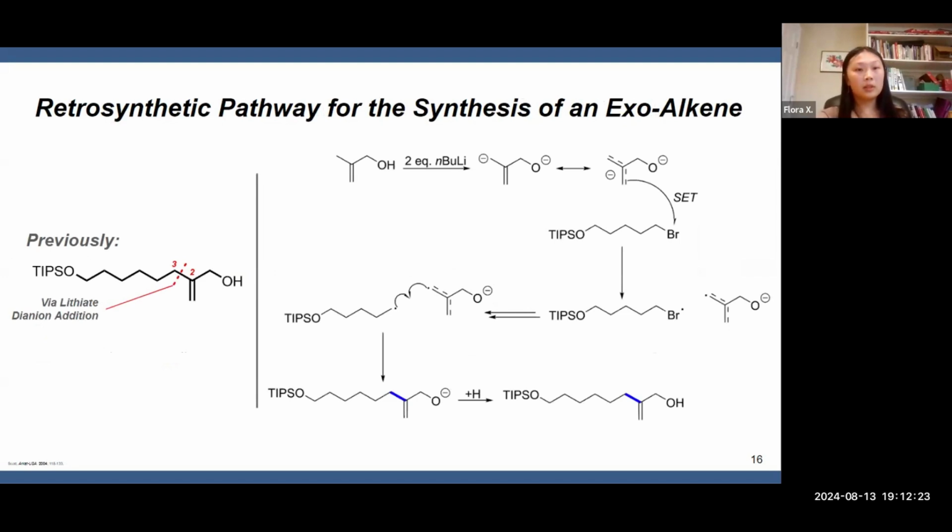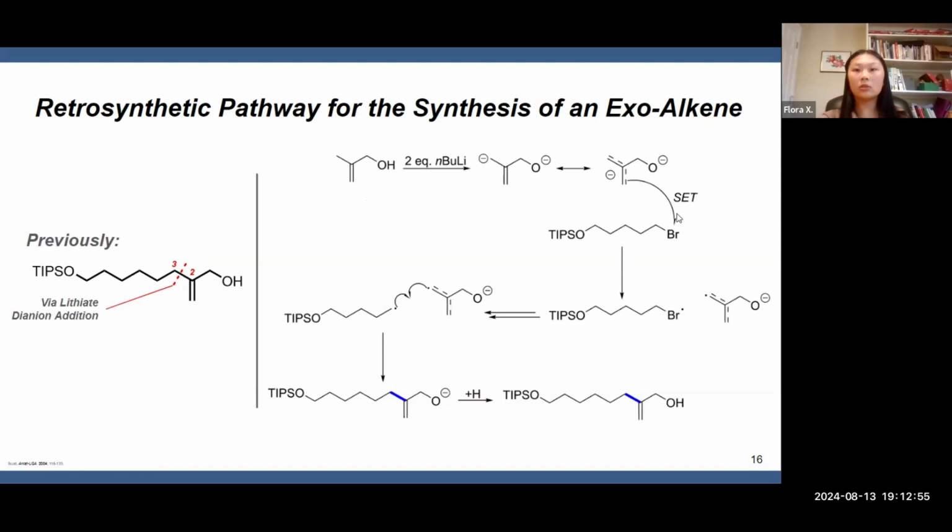To come up with another synthesis route, we first had to do some retrosynthetic analysis, where we looked through the mechanism of how this bond was formed and how this molecule is synthesized. This molecule is formed through a lithium dianion addition, where it forms this carbon-2 and carbon-3 bond. It first takes methyl alcohol and we treat it with 2 equivalents of n-butyllithium.